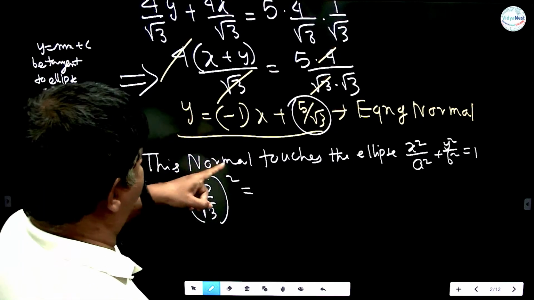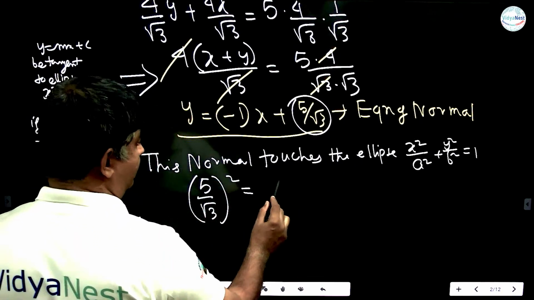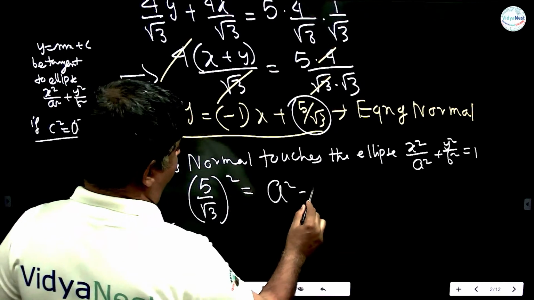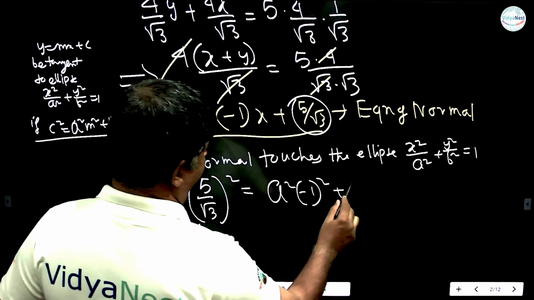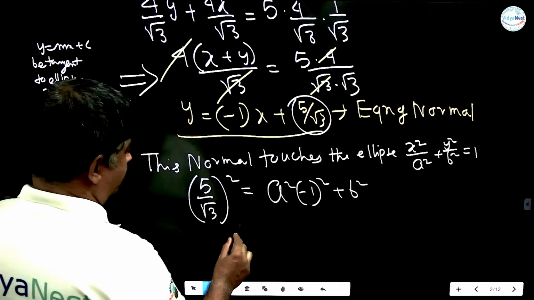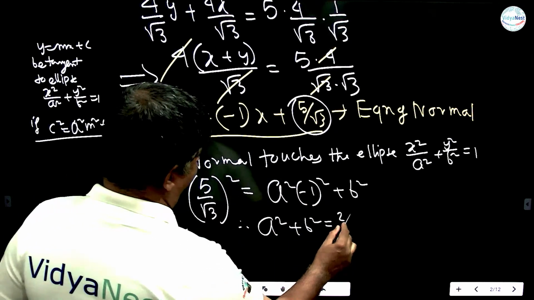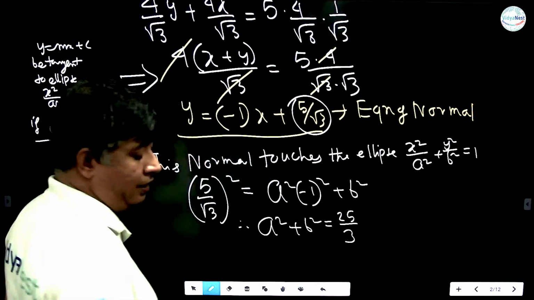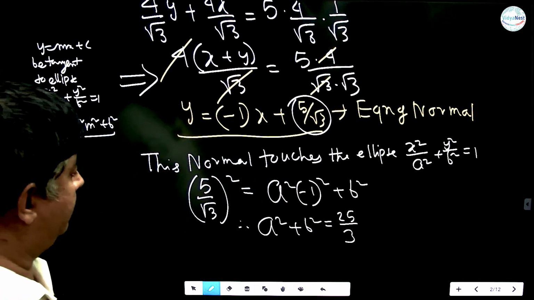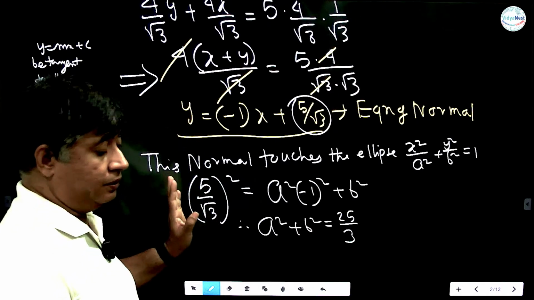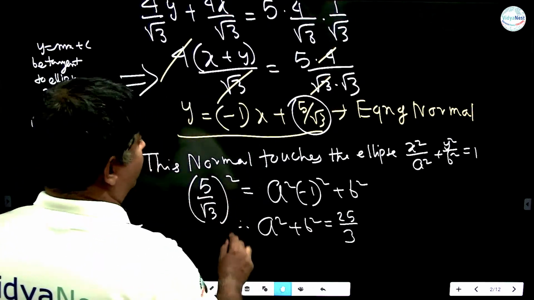c square is a square m square plus b square. So a square plus b square is 25 by 3. Understand? Got it? Yes, sir. Now, yes, we are on the verge of conclusion.